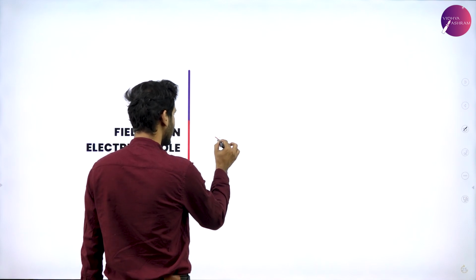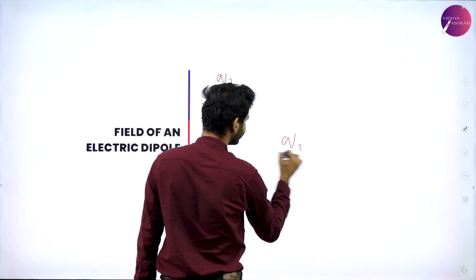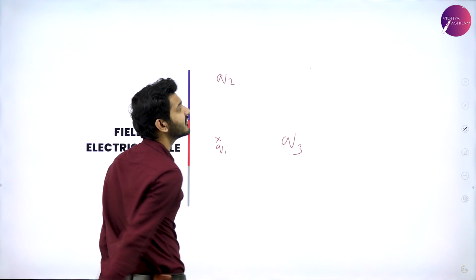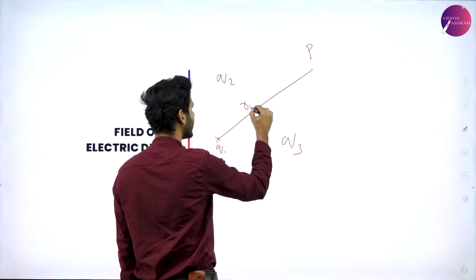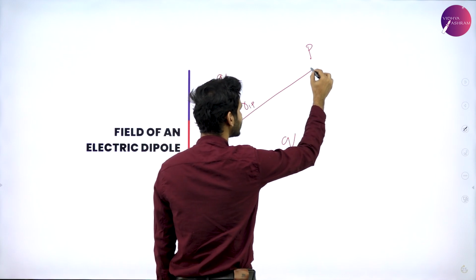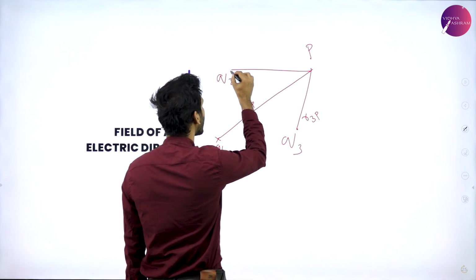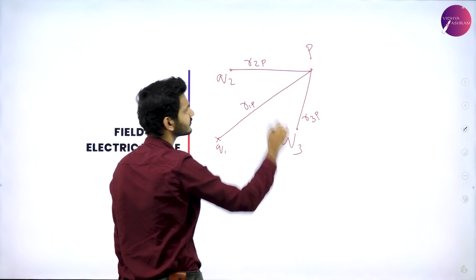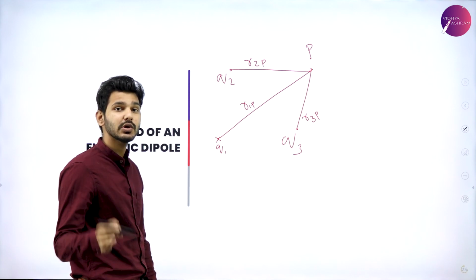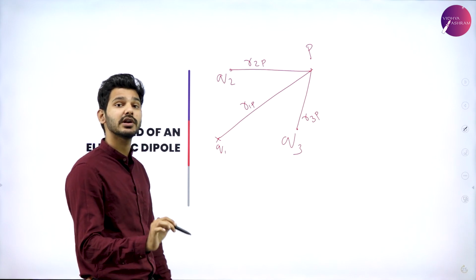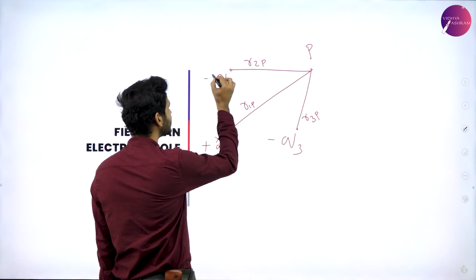Let's say there is a Q1 here, a Q2 here, and a Q3 here. What will be the electric field at this point P? This distance will be R1P, this distance will be R3P, and this distance, let it be R2P. These are the distances from each of these charges, and we want to calculate the electric field at that particular point. Let Q1 be a positive charge, Q2 a negative charge, and Q3 a negative charge.